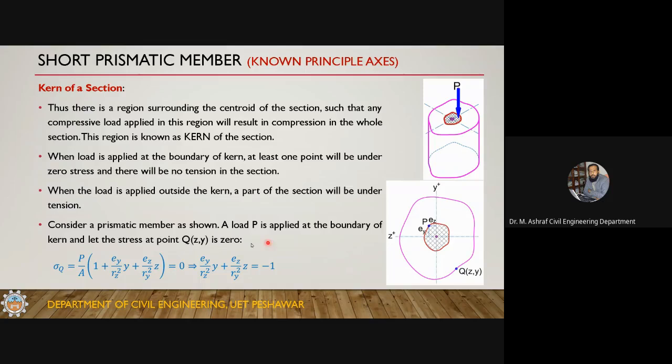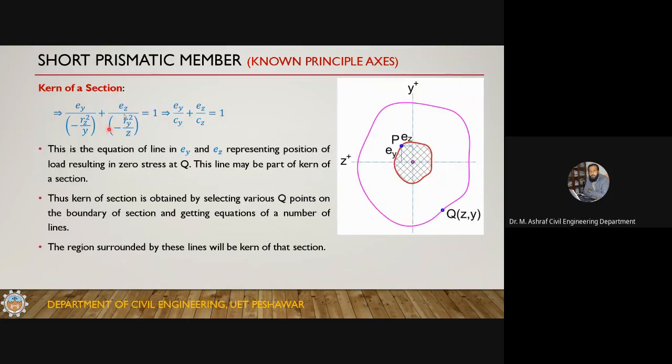So this is the equation of the kern. You can write this equation in this format, just like we wrote the equation for the neutral axis, where we put Y and Z here and EY and EZ here. But here the unknowns are EY and EZ because we want to locate the boundary of the kern. The point is known to you. So this is the equation: EY divided by CY plus EZ divided by CZ is equal to 1. This is the equation of the kern.